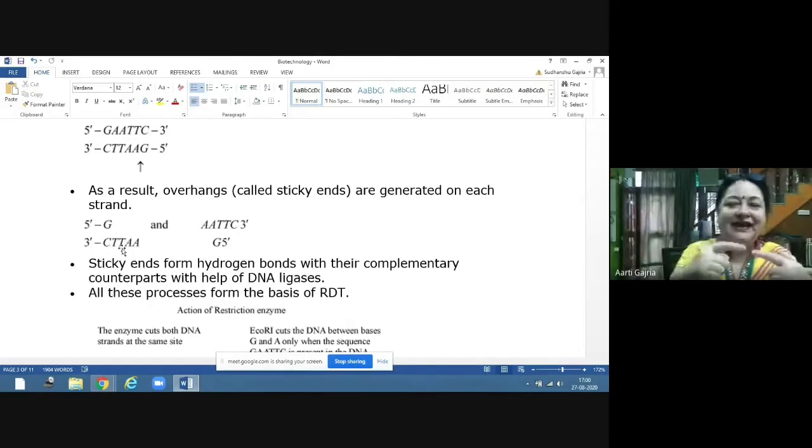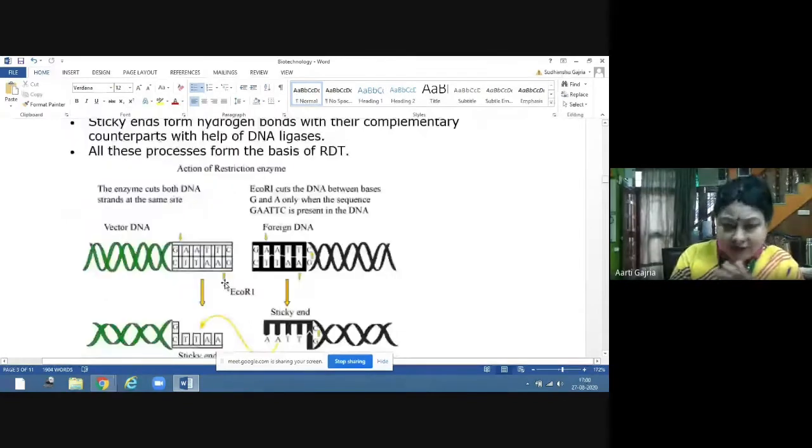So these sticky ends will come together and join with each other by hydrogen bonds. Sticky ends form hydrogen bonds with their complementary counterparts, with the help of DNA ligase. Which enzyme is responsible for pasting them, sticking them? DNA ligase. And this is all happening in recombinant DNA technology. Now see this diagram, you will understand everything very nicely.